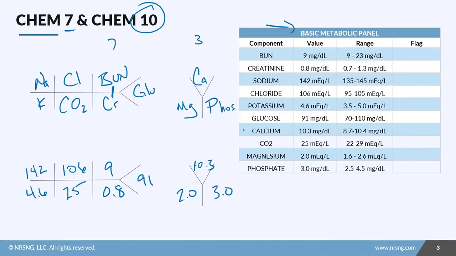So all of these are normal values, and nothing is out of range. But let's come back and say that, let's say your sodium was 150, right? So we're going to come over here to your sodium, and we're going to say it's 150.